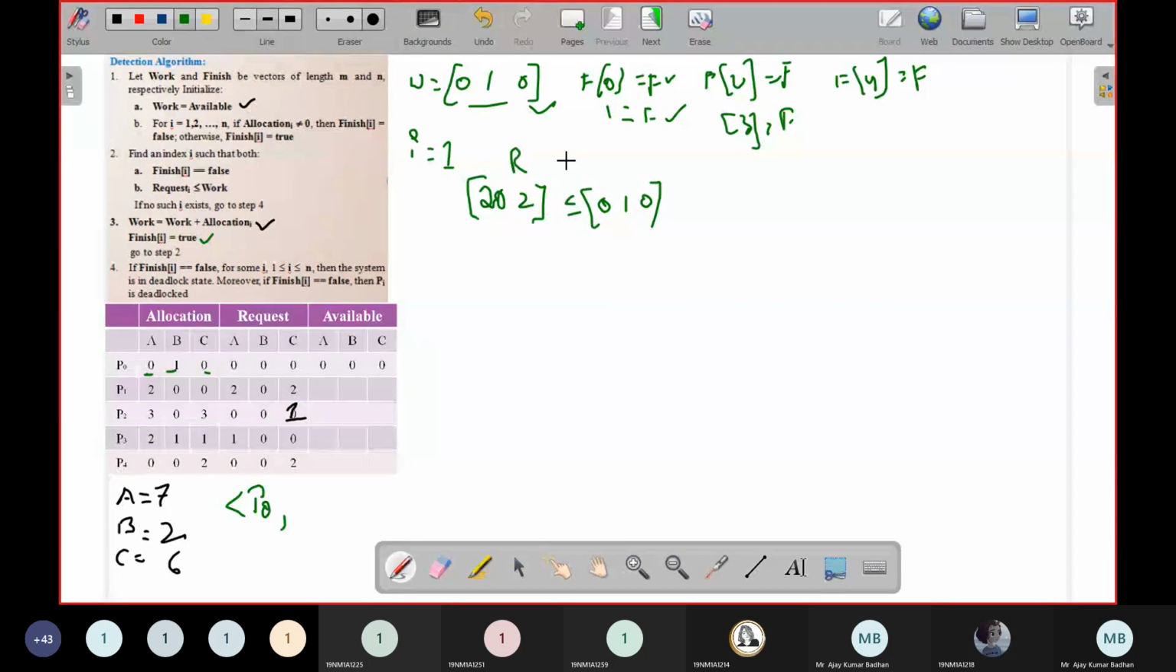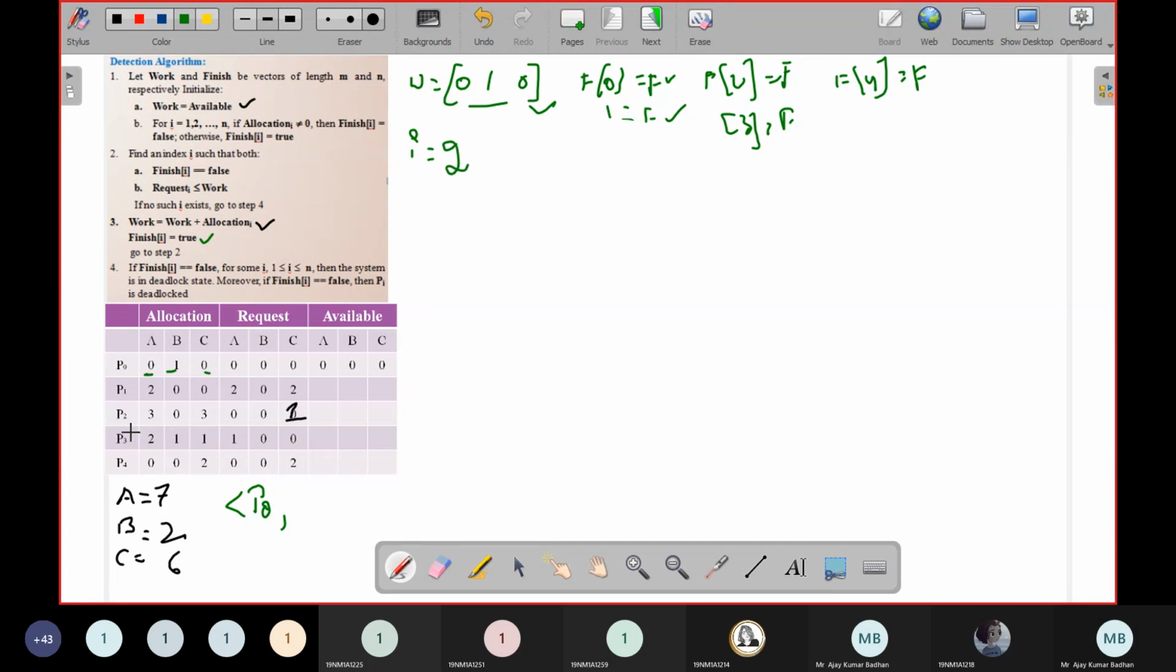So the request is greater than work. The condition is not satisfied because 2 is greater than 0, and for resource C, the 2 is also greater than 0. So definitely you cannot execute it. We cannot allocate resources to this process. We will ask this process to wait and we'll move forward to the next process.